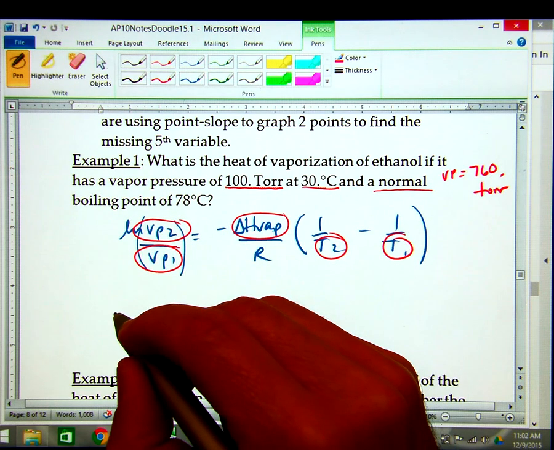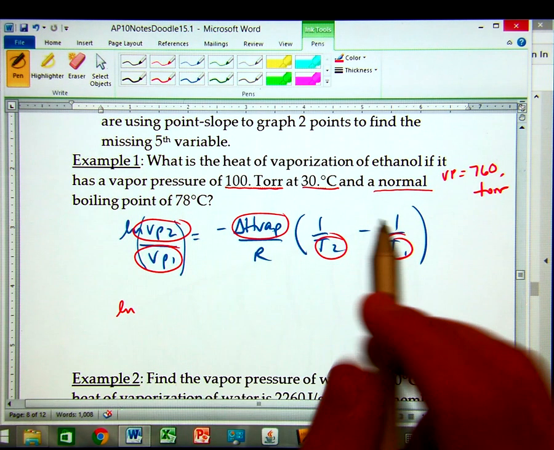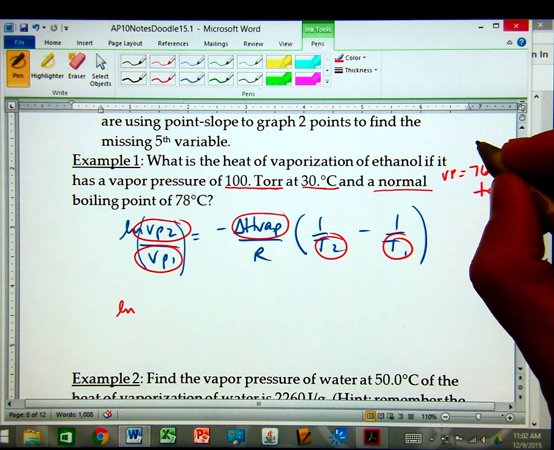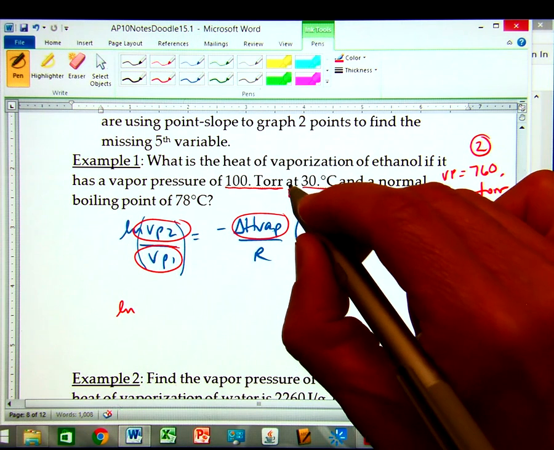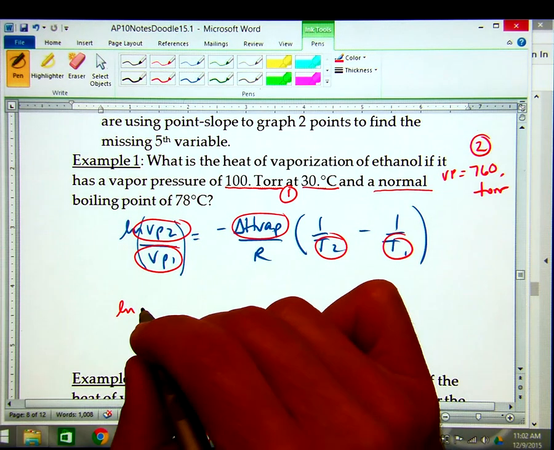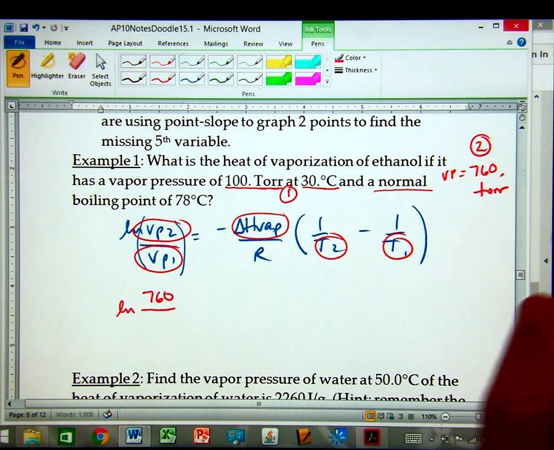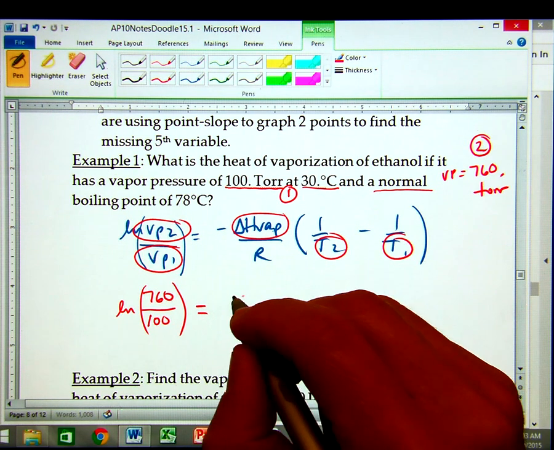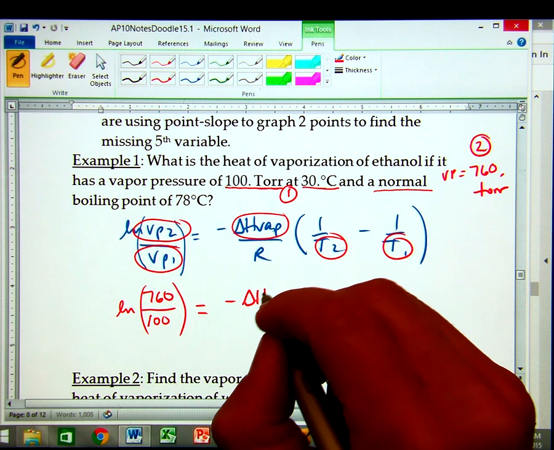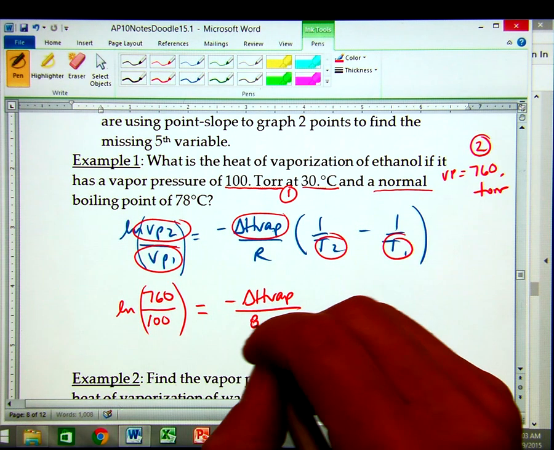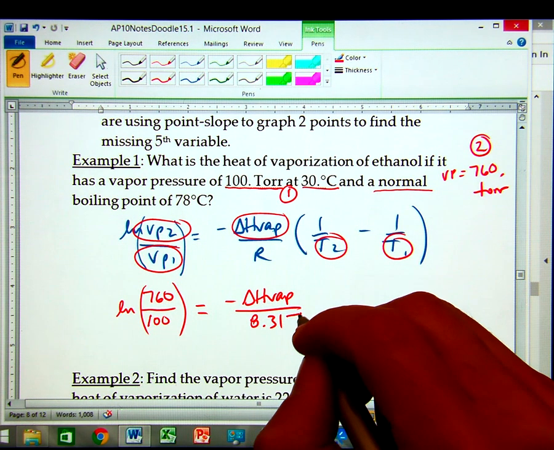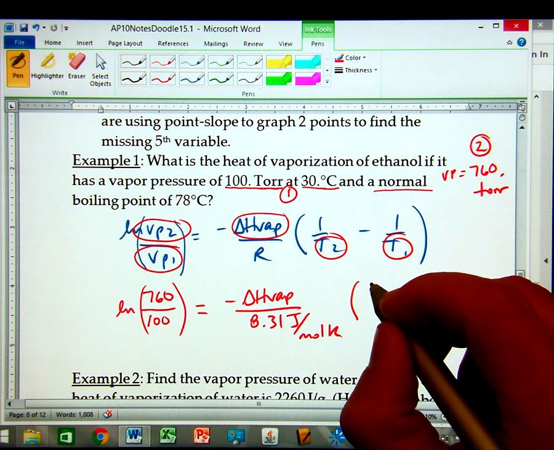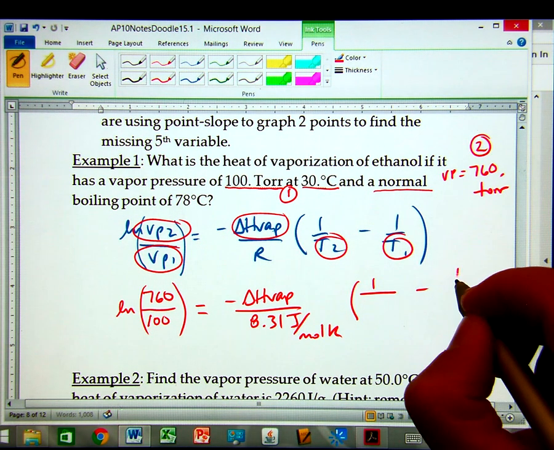So we're going to write ln of Vp2. Now it doesn't matter what you pick as 1 or 2 as long as you're consistent. So I'll pick this as number 2, and I'll pick this as number 1. So Vp2 is going to be 760. Vp1 is going to be 100 torr. They're both the same unit. We don't know the HVAP, so that's what we're looking for. The R is 8.31. Again, that's in joules per mole Kelvin, just to remind you. And then the 1 over T2 and 1 over T1 have to be in Kelvin.